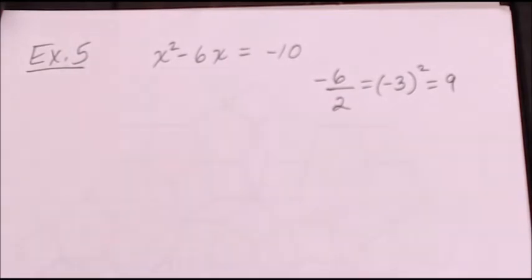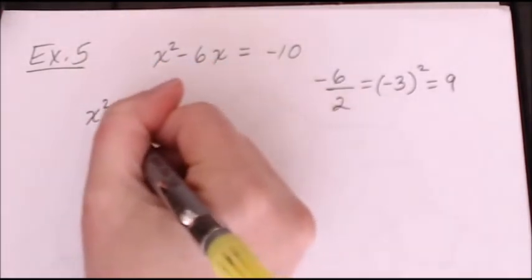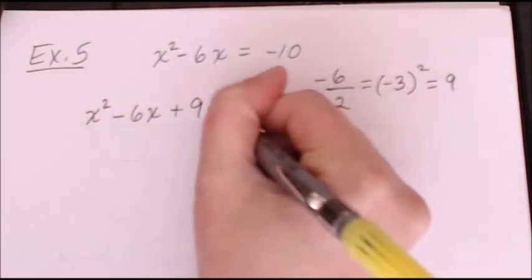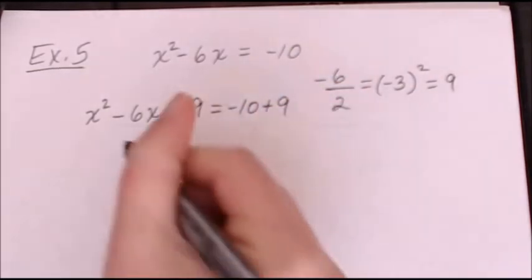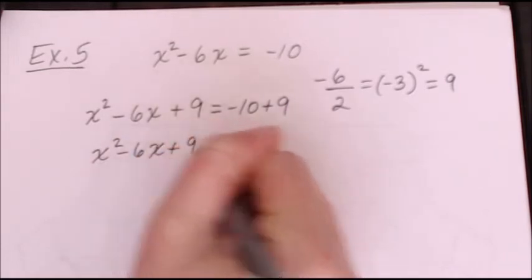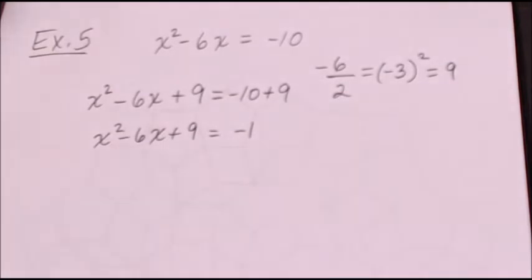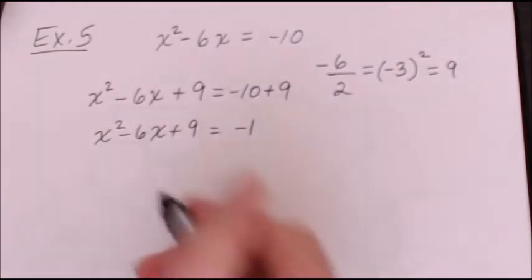So now that 9 has to be added to both sides of the original equation. So we get x squared minus 6x plus 9 equals negative 10 plus 9. And so I'm going to simplify that a little bit. We have x squared minus 6x plus 9 equals negative 1. And then that left side now is that perfect square trinomial that we need. Notice that will factor into x minus 3, x minus 3.